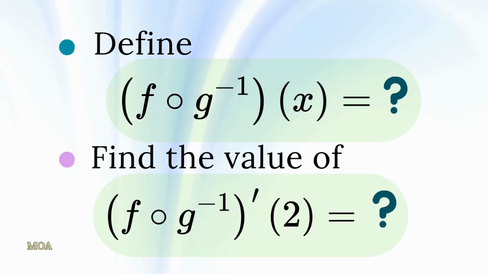We define the composite function f composed with g inverse by f of g inverse of x, which means f evaluated at g inverse of x, where g inverse denotes the inverse function of g. Question: define the composite function f composed with g inverse by expressing f of g inverse of x. Then, determine the value of the derivative of this composite function evaluated at x equals 2.